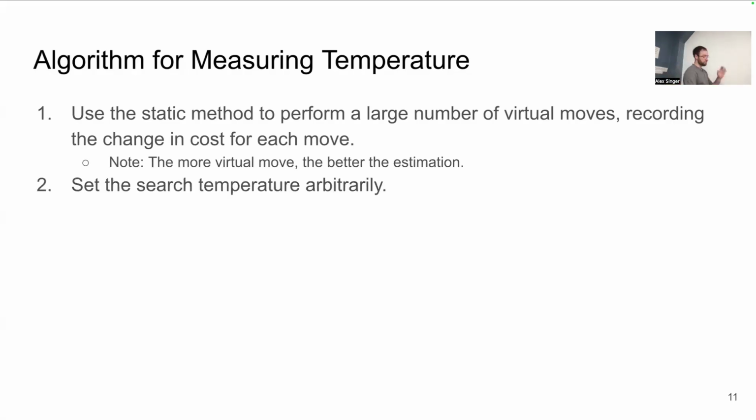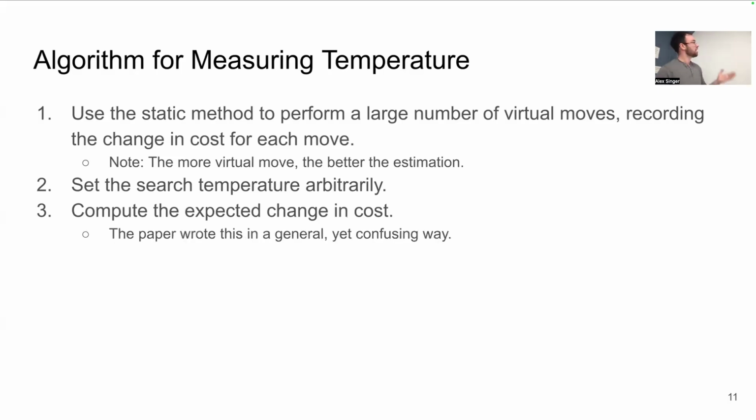And then what we do is we pick a random temperature. It can be any temperature you want. Generally, you want to pick a temperature that you think would be plausible for your circuit. Then what you're going to do is compute the expected change in cost using that equation that I showed you, those integrals. Now, as I said before, don't use the actual integrals. It's not that complicated to actually do this properly. The way the paper wrote this is in a general yet confusing way.